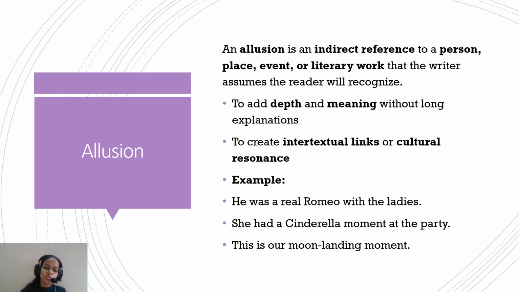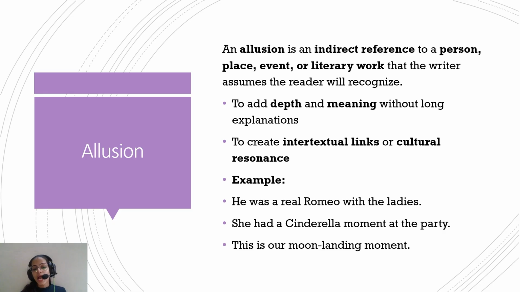So it's an allusion. For example, she had a Cinderella moment at the party. Again, Cinderella is a story which almost everybody is aware of. So that famous story, this character from that story, has been used as a reference for comparison. So in allusion, always some famous person or character will be used for comparison. When that is done, that's an allusion.